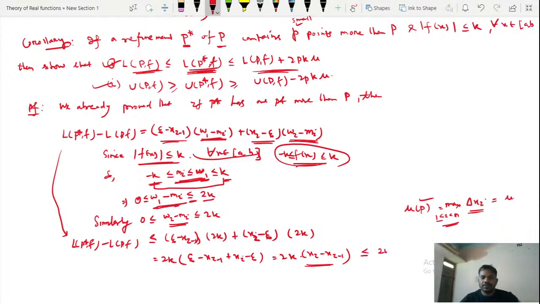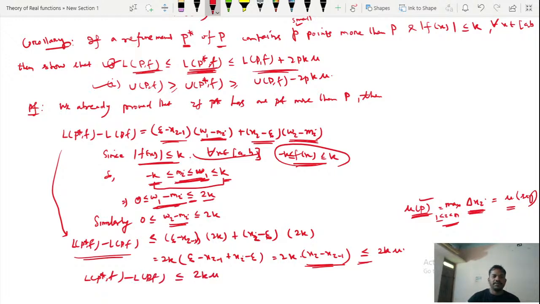Then if I put this thing, this will be 2k mu, because this is del xi, and the maximum value of del xi is your mu, this is your norm P. So if I put the maximum value, it will be again less than or equal to 2k mu, where mu is the norm of P. So what we got here: L P star f minus LPF is less than or equal to 2k mu if P star contains only 1 point more than P.